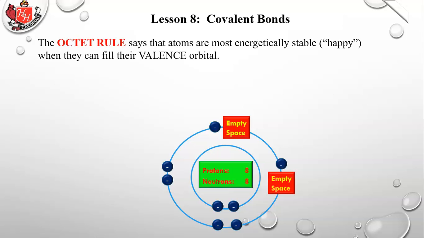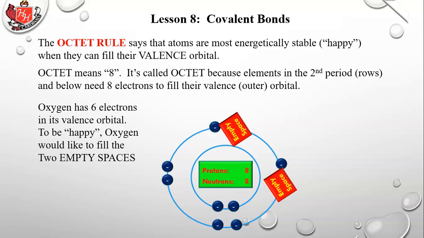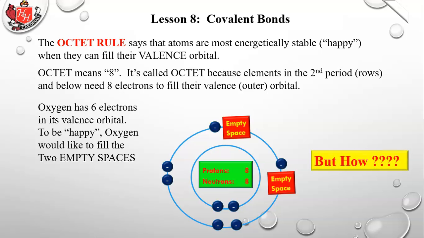So the octet rule says that atoms are most energetically stable. We can say they're happy when they can fill their valence orbital. Octet means 8. It's called octet because elements in the second period, row, and below need 8 electrons to fill their valence orbital, their outer orbital. So oxygen has 6 electrons in its valence orbital. To be happy, oxygen would like to fill the 2 empty spaces. But how does it do this?